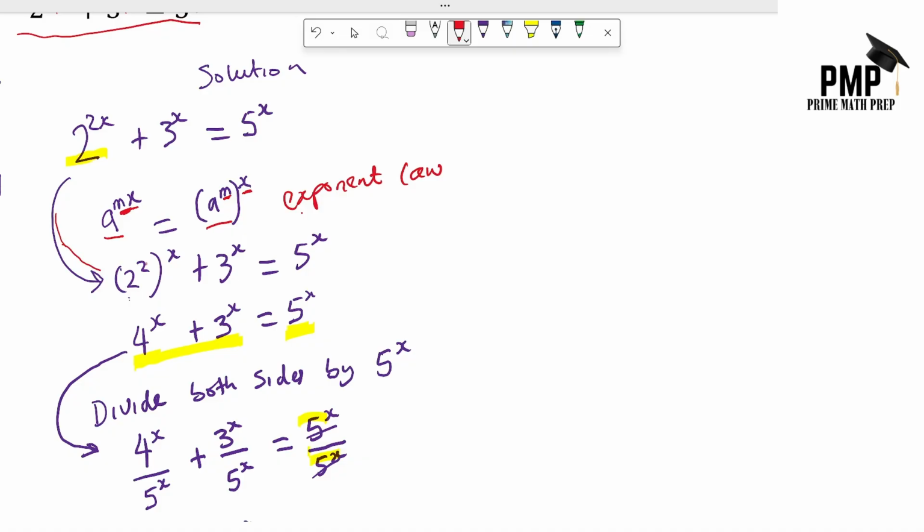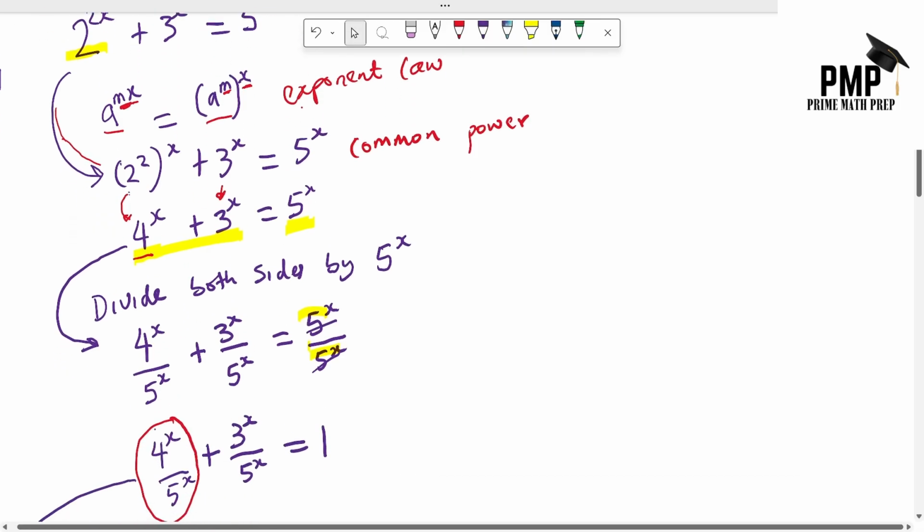2 to the power of 2x plus 3 to the power of x equal to 5 to the power of x. The reason why we did this was for us to have a common power, or common exponent, for it to be easier to solve. We brought it down here. This is 4 to the power of x, plus 3 to the power of x, equal to 5 to the power of x.